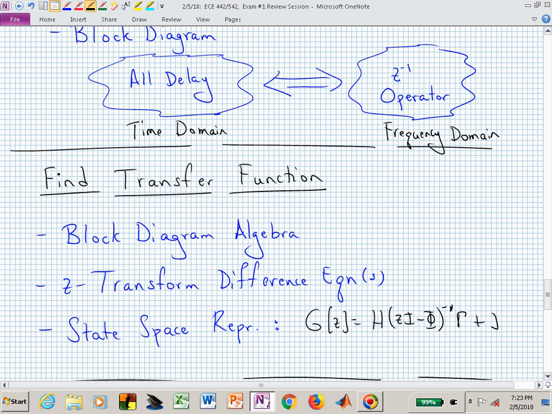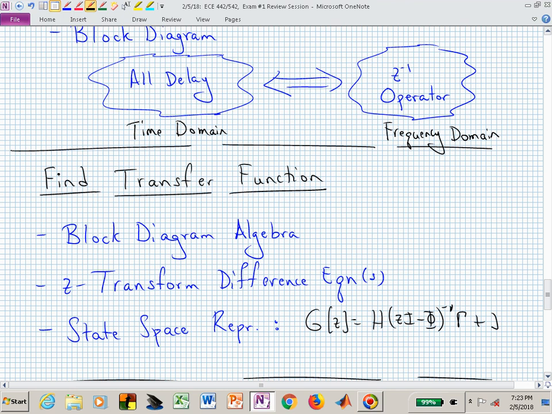You should be able to find a transfer function from a time domain difference equation, a linear difference equation. There you're neglecting the initial conditions. You just Z-transform and you find the transfer function. And if you're given a state space representation, you can compute the transfer function from this formula. That's not so critical, I don't believe, because given time, I assume you can perform this linear algebra manipulation.